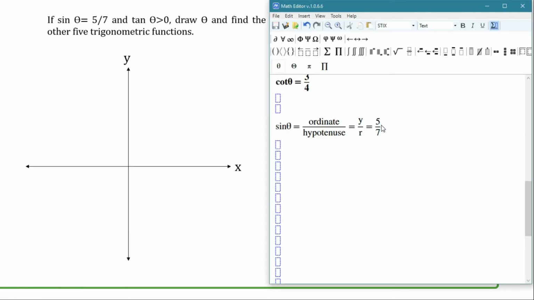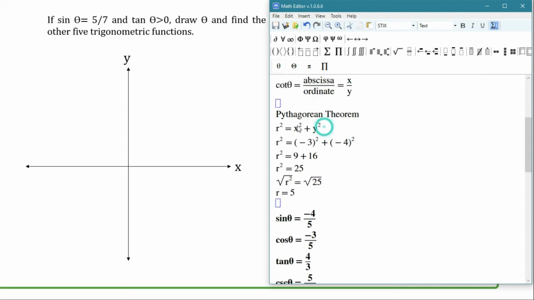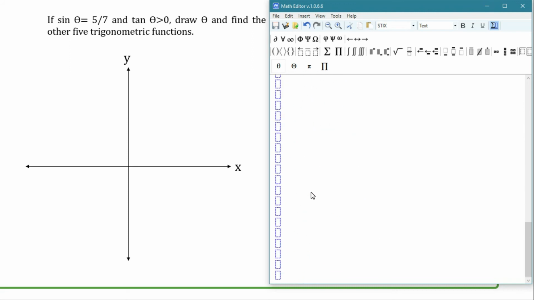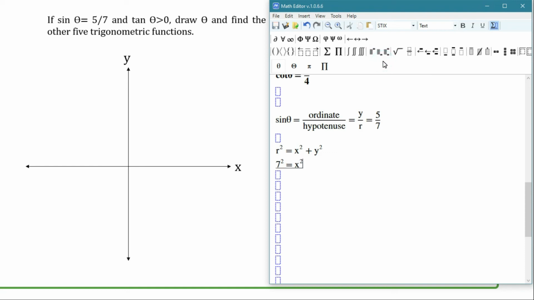So what we're going to do is first solve for our abscissa using the Pythagorean Theorem. That would be r squared equals x squared plus y squared. And we all know that the value of r is 7, so that's going to be 7 squared equals, since we don't have the abscissa yet, x squared plus the value of y, which is 5, so that is 5 squared.